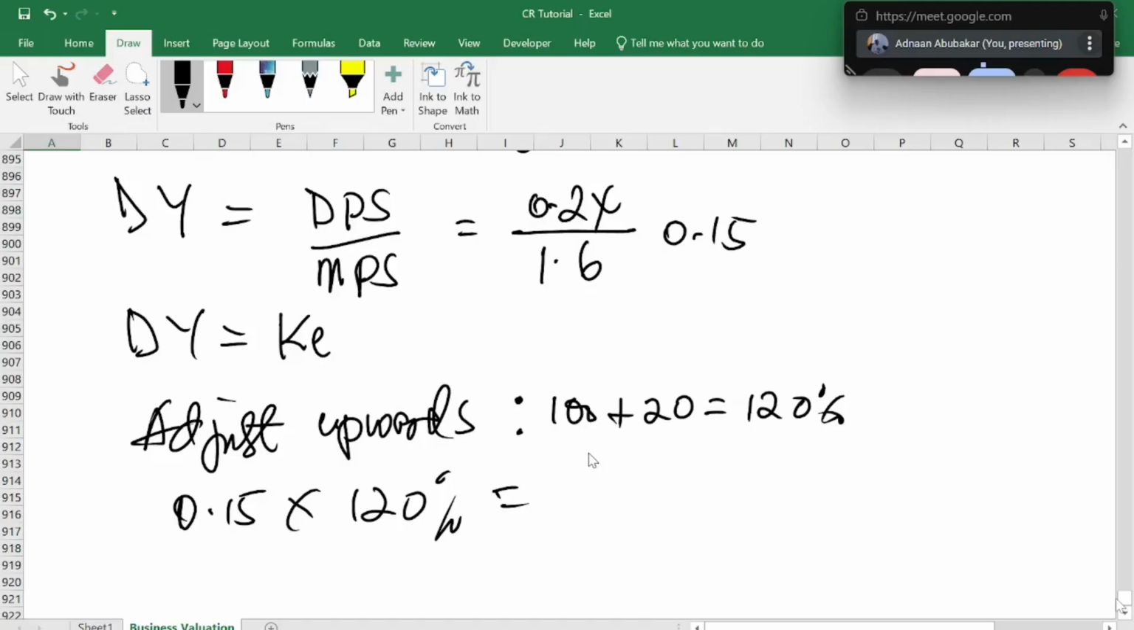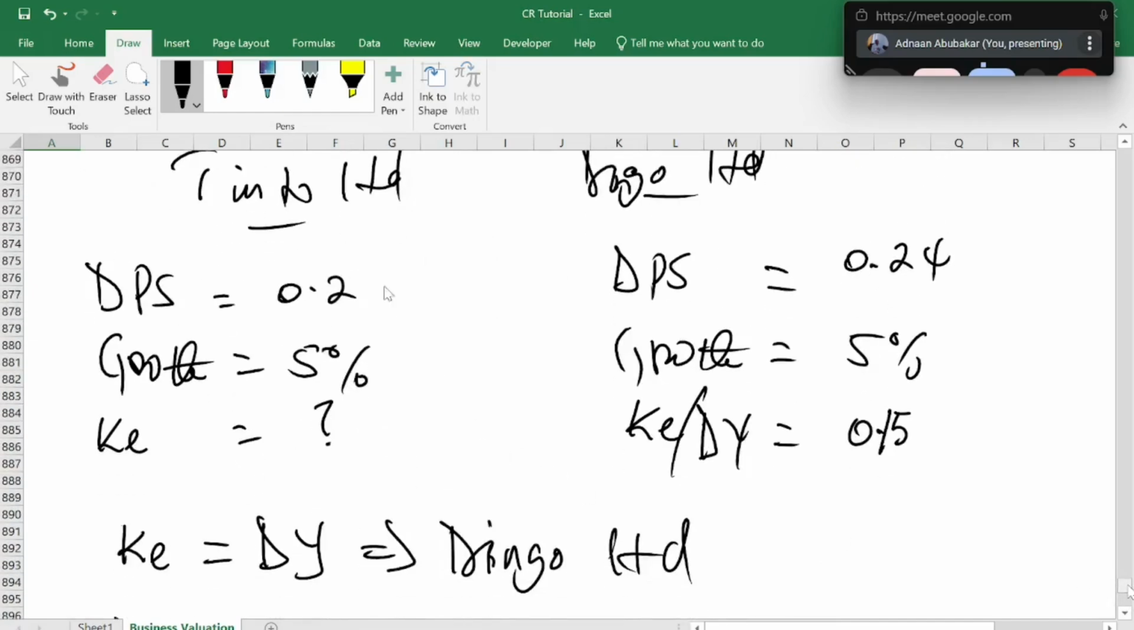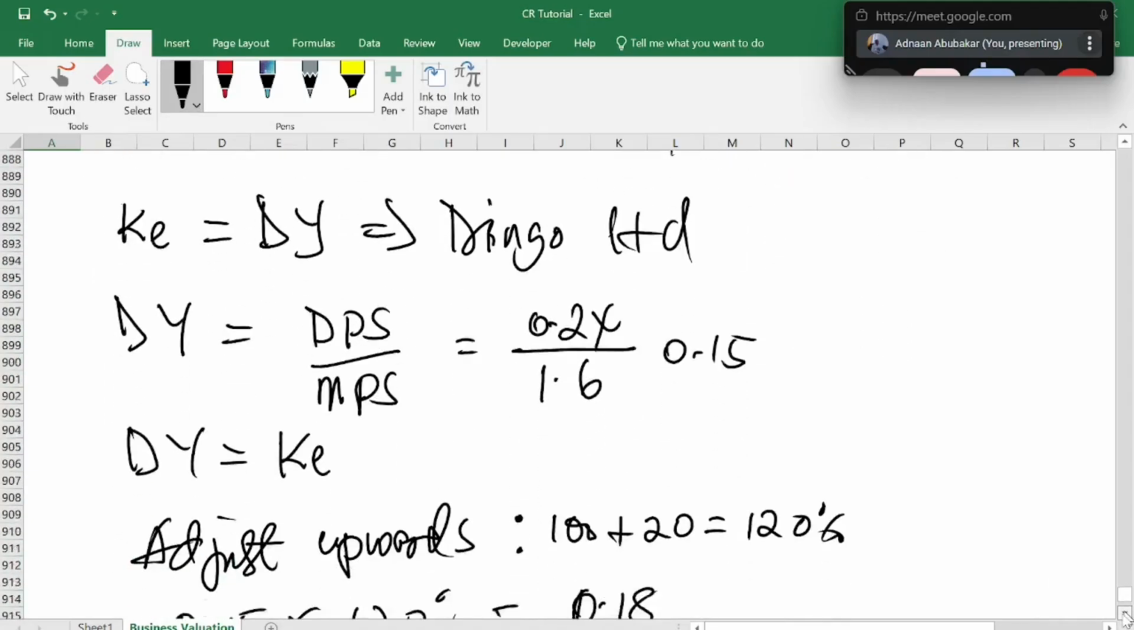0.18. Is that the case? Yes. Okay, so that means now we know the KE of the unlisted to be 0.18. Simple. So once we are done, we can now calculate our value per share.